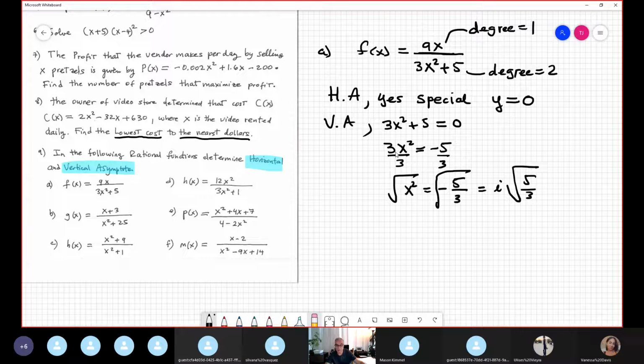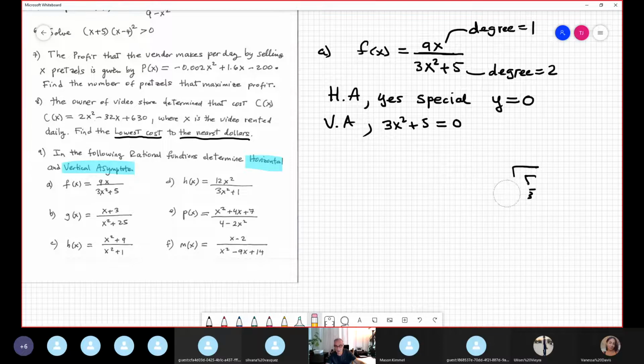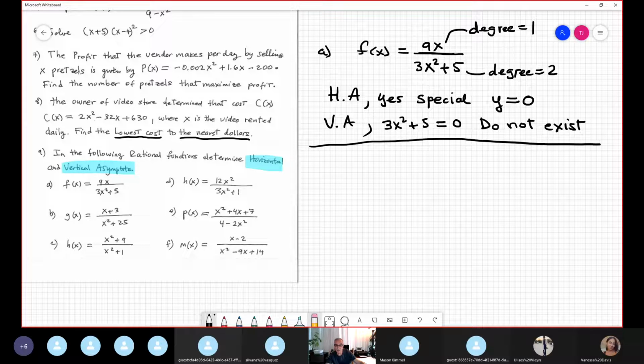The answer is you need to be aware when the polynomial in the bottom is a binomial, but it's a sum of cubes. It means you recognize it does not exist. If it's minus, yes, maybe. Okay, so this is the answer for the first example: horizontal special, vertical no. Number B, let's do it quickly because this is a review.